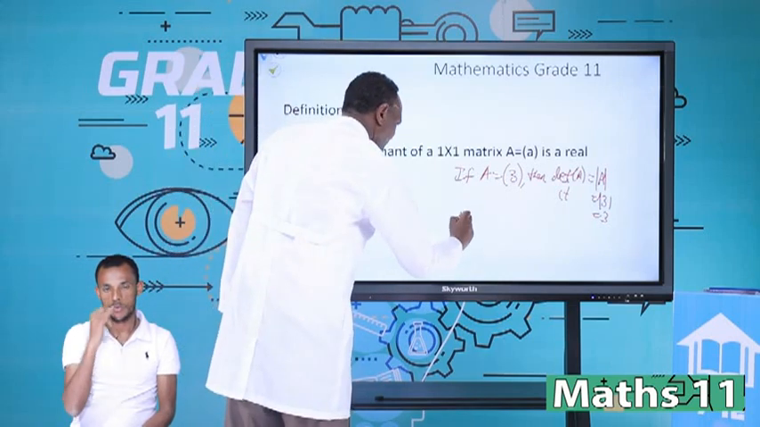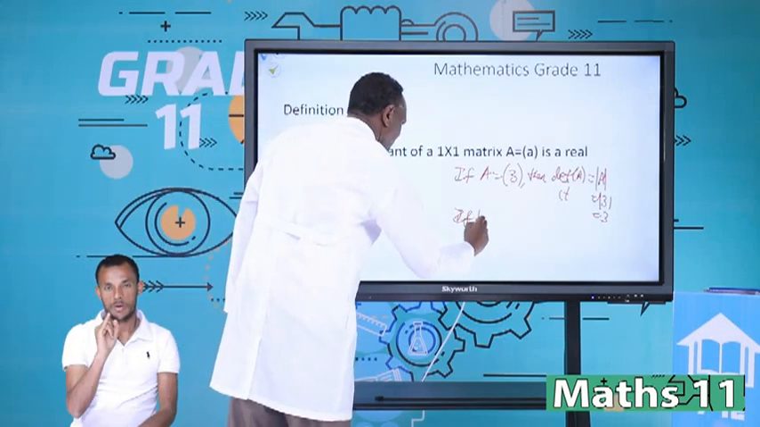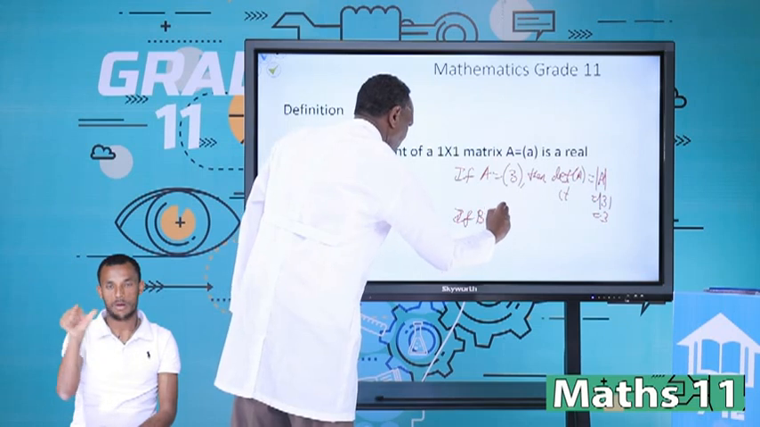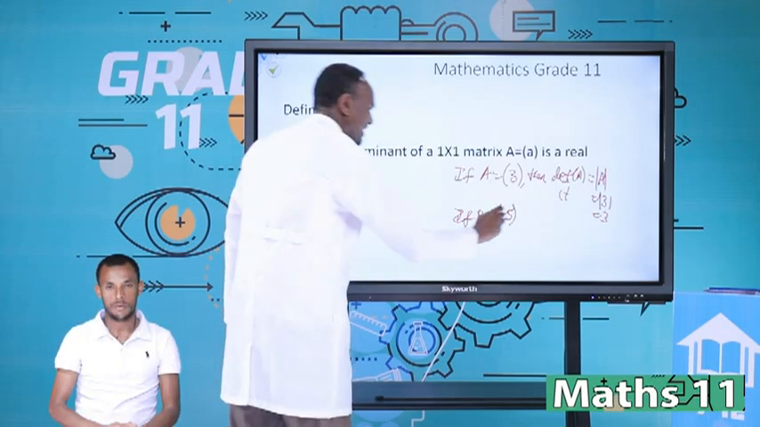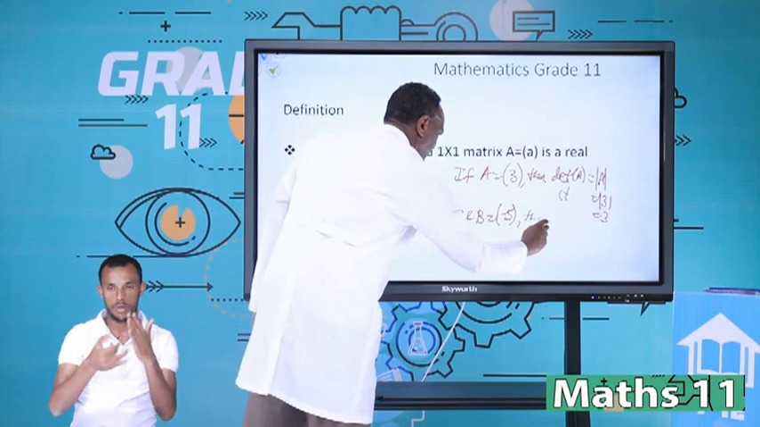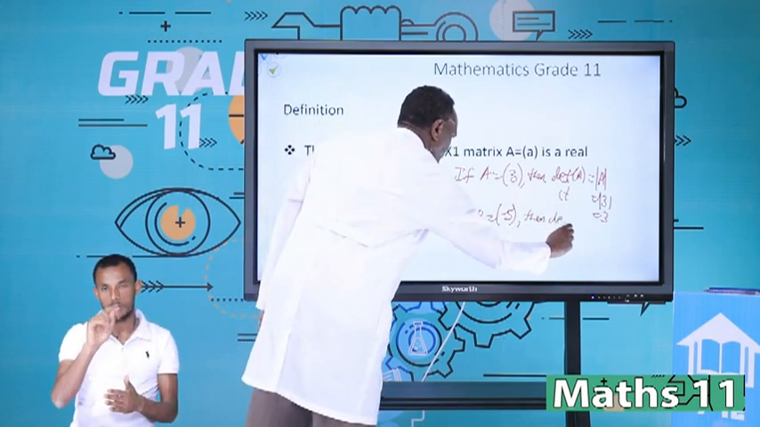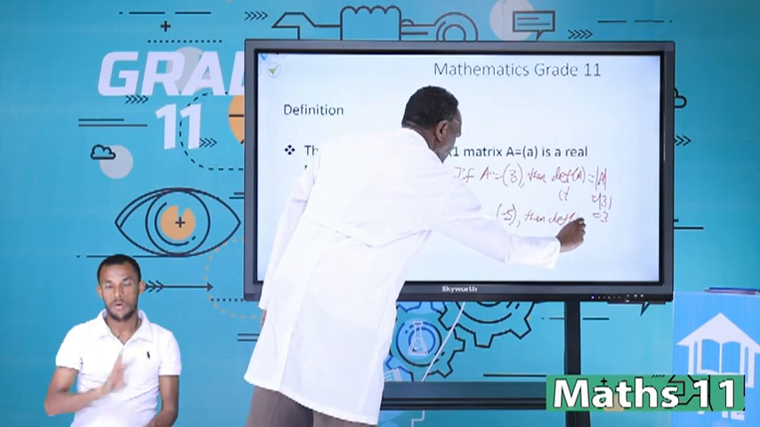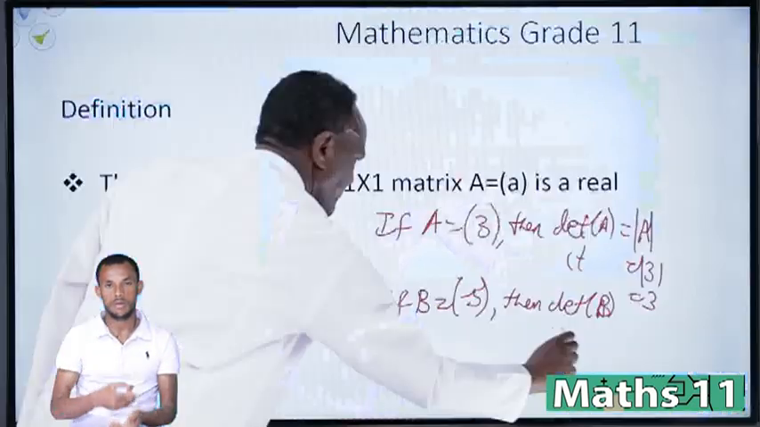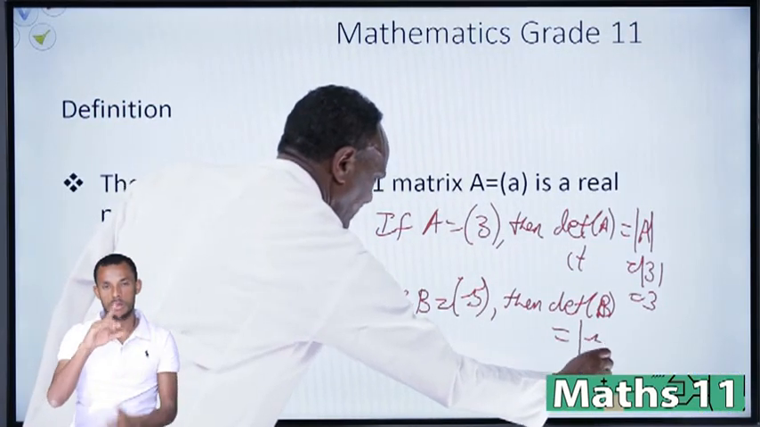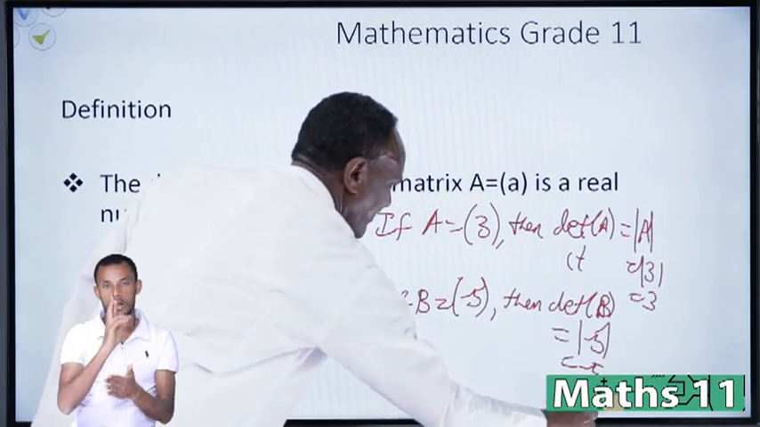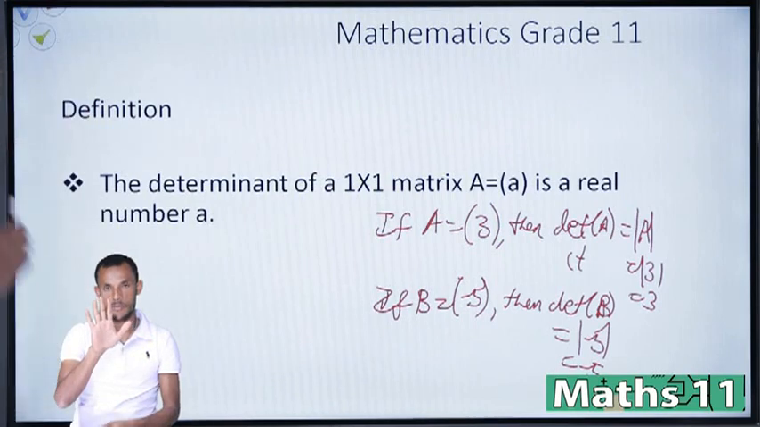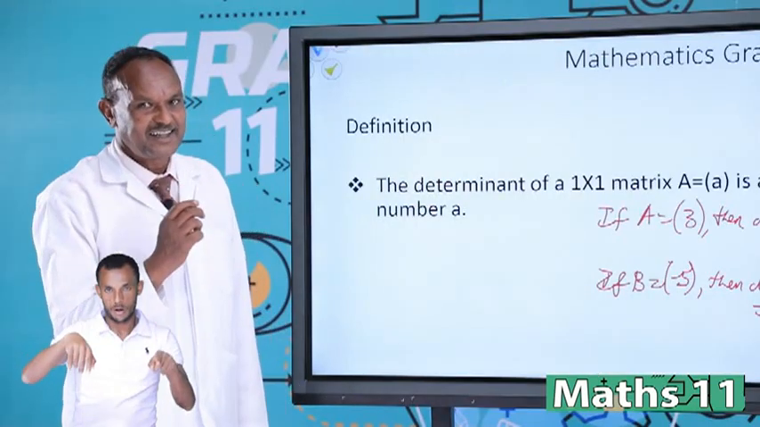If B is a matrix represented by -5, then what is the determinant of B? We can represent this as the determinant of -5. What is this? It is a real number, -5. Take care: absolute value and determinant are not the same.